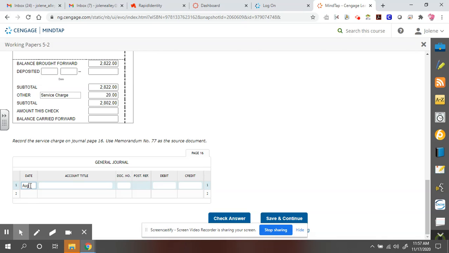So here we have August 29. This is also in your book. This is on page 133. And you do miscellaneous expense. It tells you right here they want memo 77. So that's M77. That service charge is $20. And that has to come out of cash.